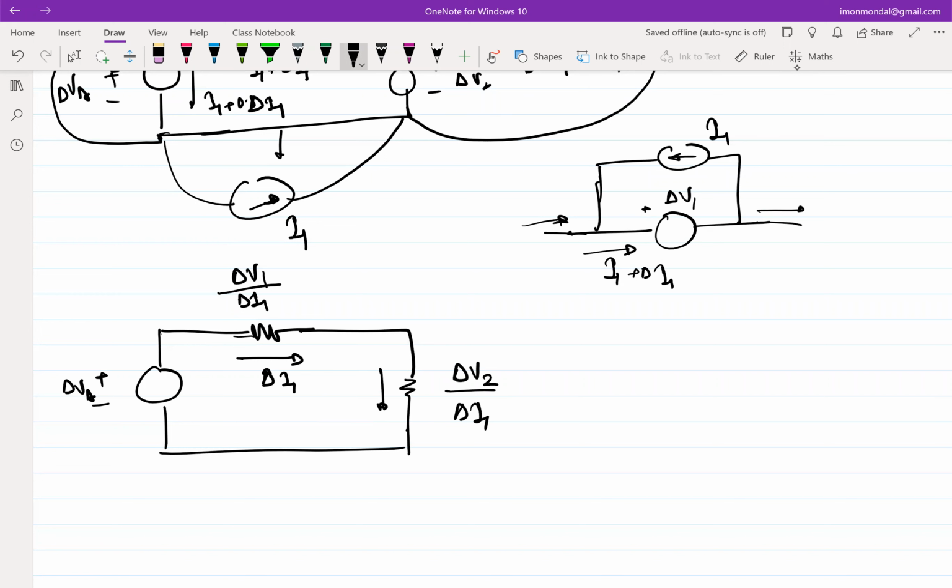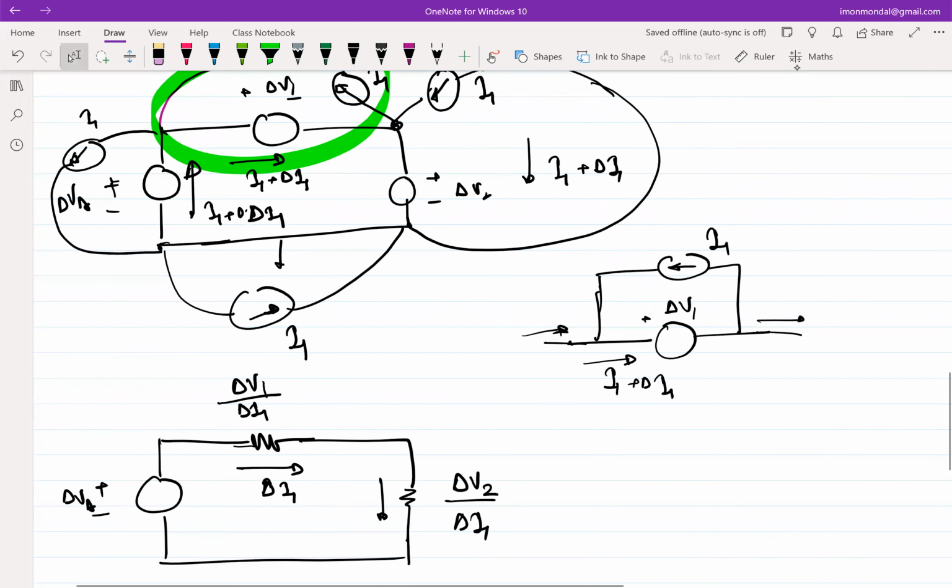Question. Yes. How can we say that delta I1 is going only outside the loop? Okay, good. So now what I can simply say is that this I1, I can take out this I1 and say that this I1 is this.